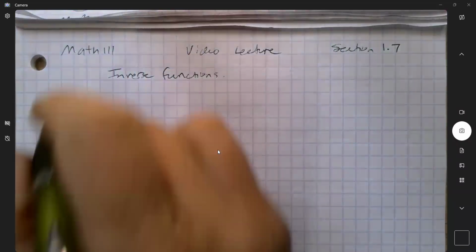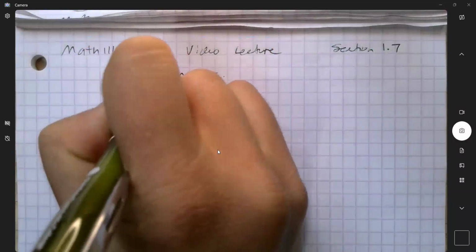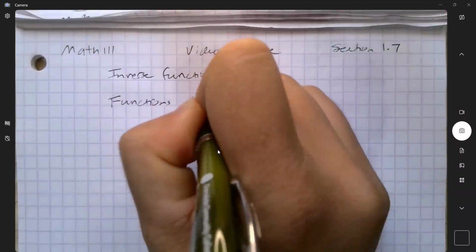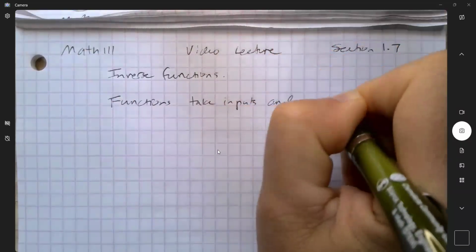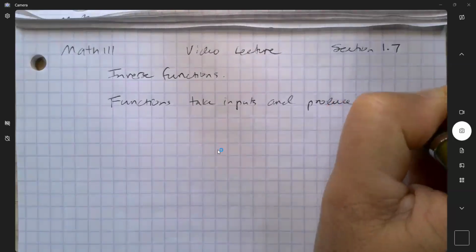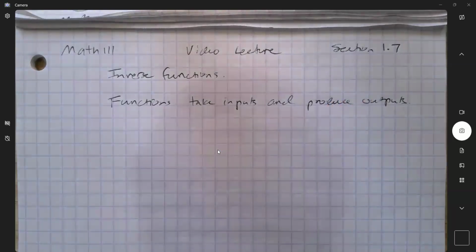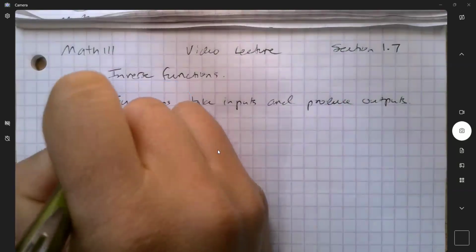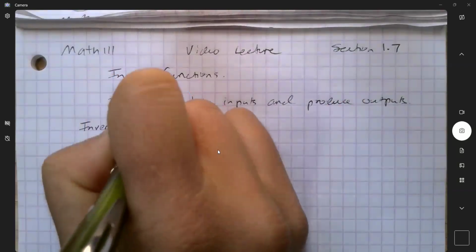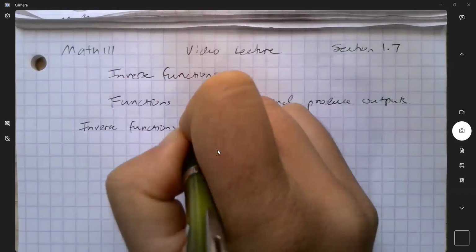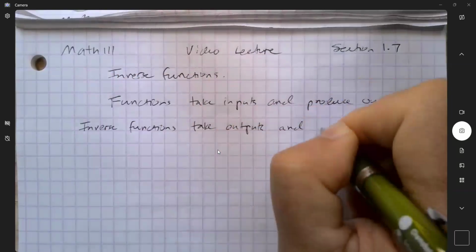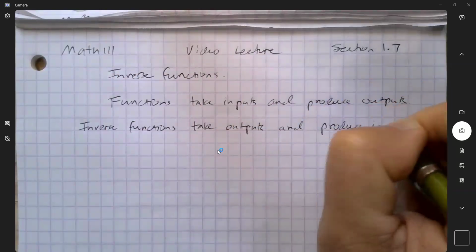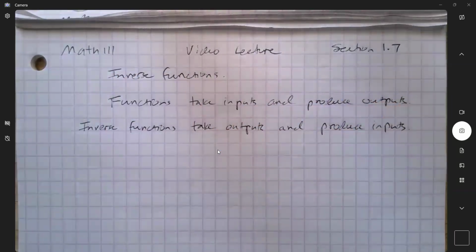Before we talk about inverse functions, let's remember what functions do. Functions take inputs and produce outputs. Well, inverse functions take outputs and produce inputs. Ultimately, it's as straightforward as that.